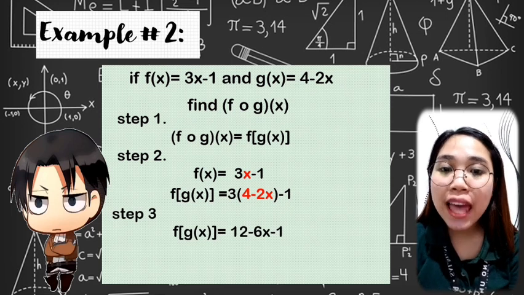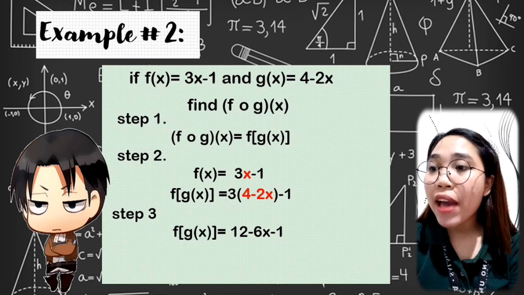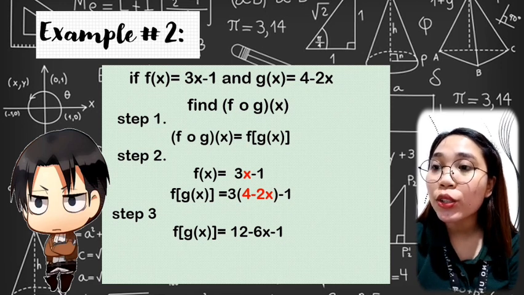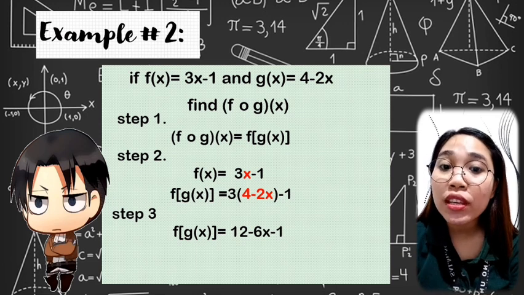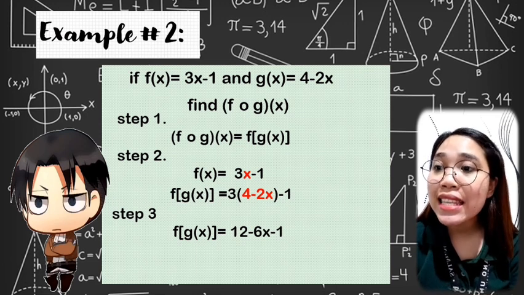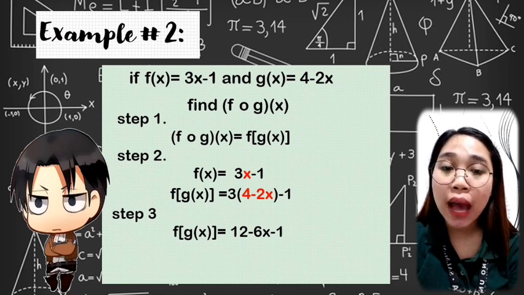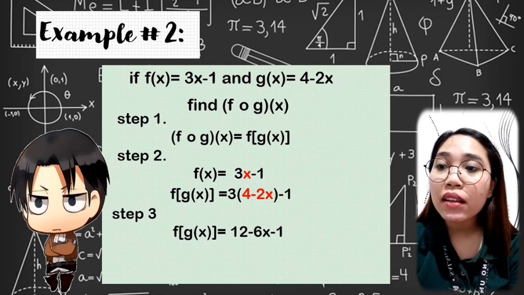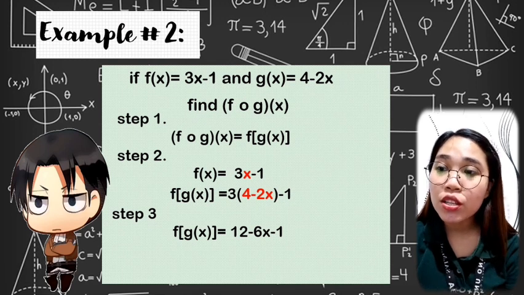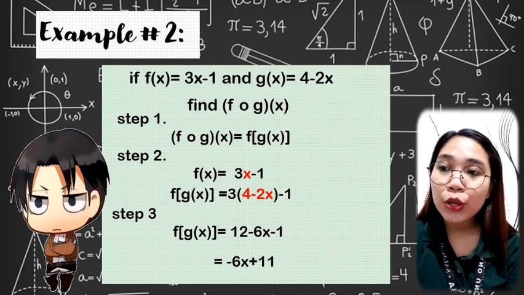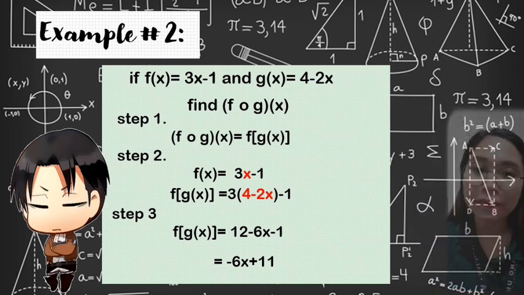Next, step 3 is to simplify our answer. So we have f of g of x is equal to 12 minus 6x minus 1. We distributed or we multiplied 3 on 4 minus 2x. So 3 times 4, we have 12. 3 times negative 2x, we have negative 6x. Then bring down negative 1. So what is the final answer? So the final answer would be negative 6x plus 11.